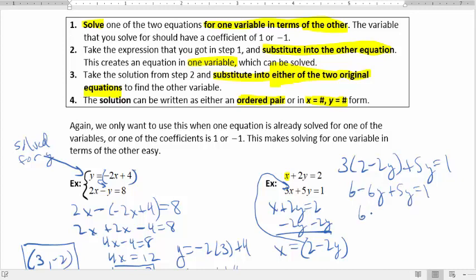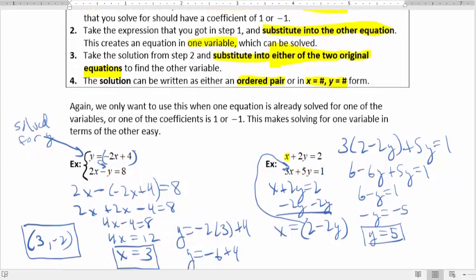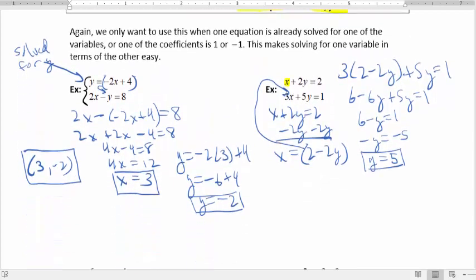combine like terms, subtract 6. So -y equals -5, but then remember, you got to divide by a -1. So this becomes y equals 5. And since I was running out of space, that's why I didn't show all the steps. But you should be showing how you're subtracting 6 on both sides, dividing both sides by -1, and then you get y equals 5.